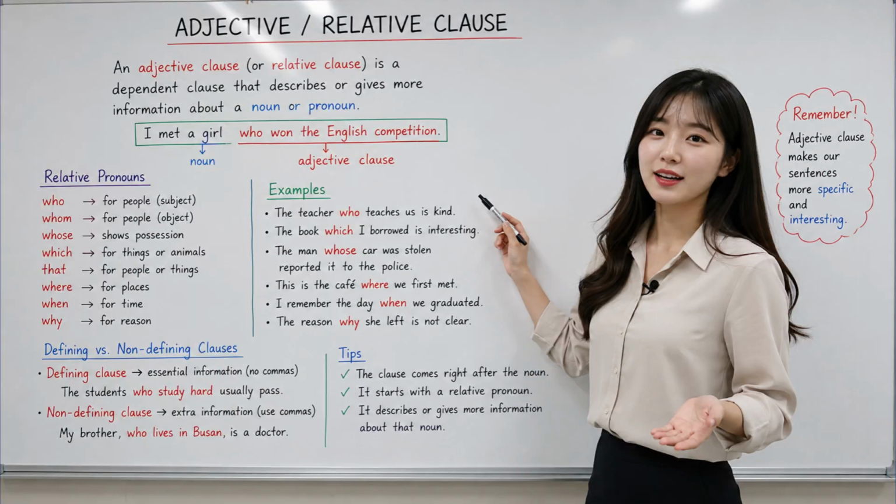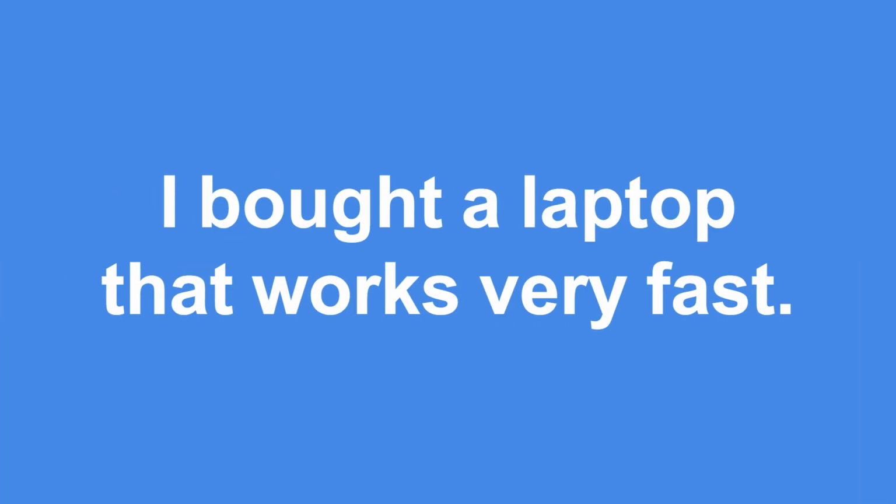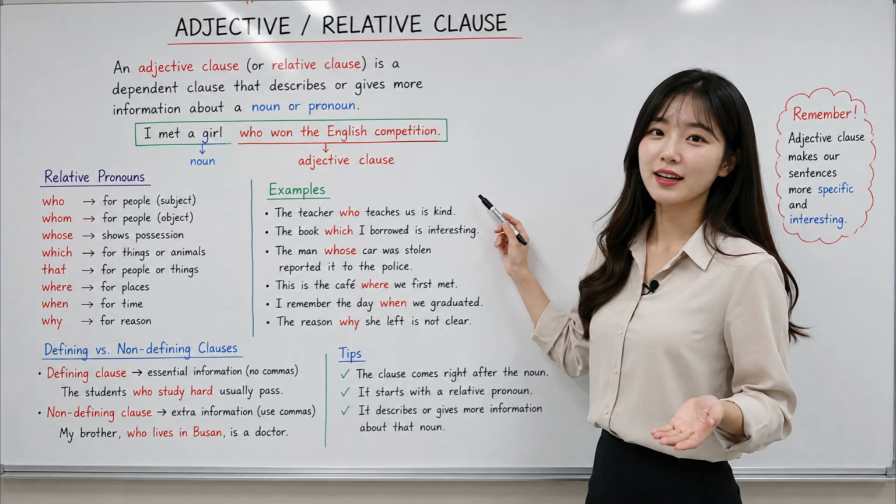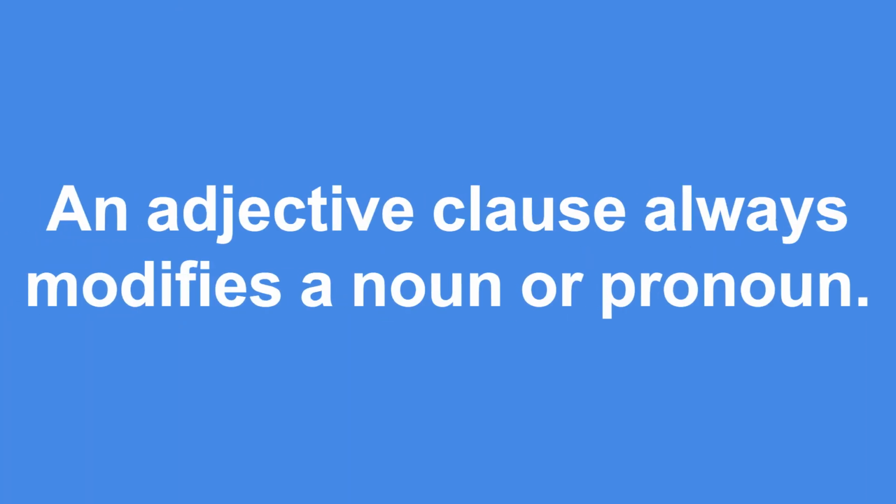Therefore, it functions exactly like an adjective. Let's look at another example. I bought a laptop that works very fast. The adjective clause that works very fast describes the noun laptop by giving additional information about it. So, remember this important point. An adjective clause always modifies a noun or pronoun.